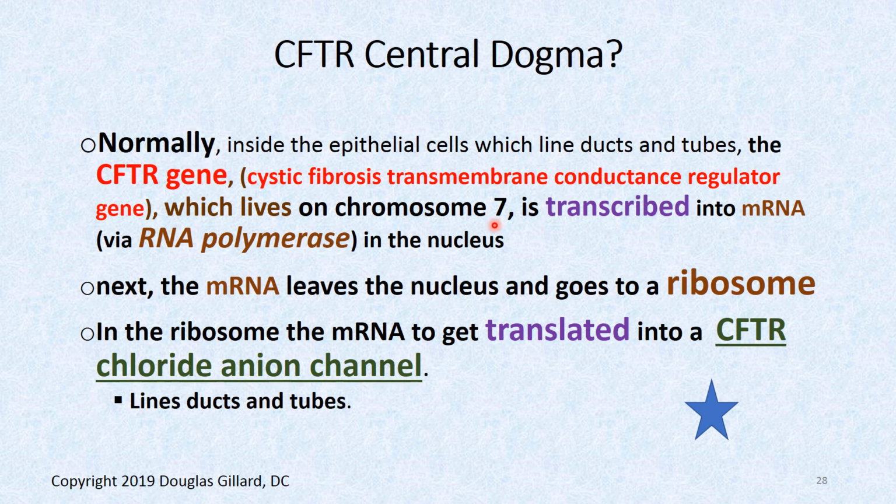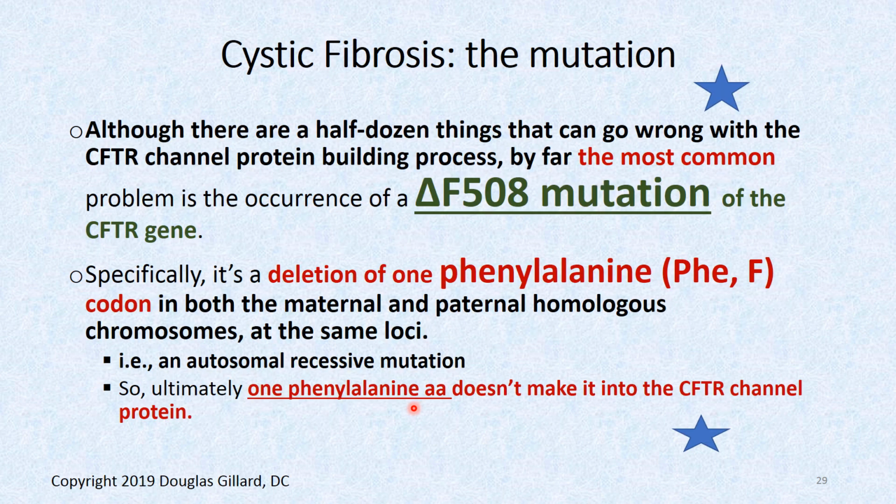RNA polymerase comes in there and reads that template strand, and it spits out an mRNA molecule which swims out of the nucleus. There's a bunch of stuff that happens to it. It gets spliced and some other things. But it swims in the cytosol, looks for someone who can read it and understand it, and it turns out to be a ribosome, of course. The ribosome will read that mRNA, and it's translated into a CFTR chloride anion channel, and then it swims over and inserts itself into the epithelial lining. Here's the problem.